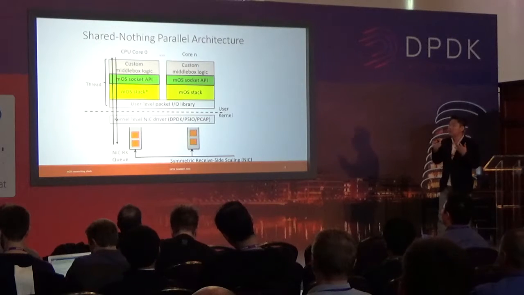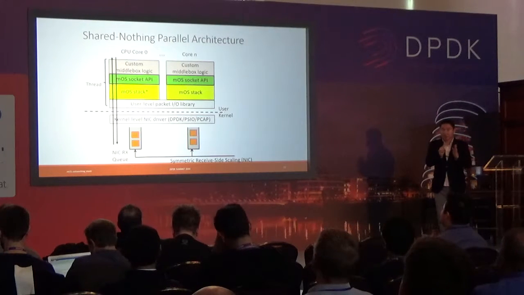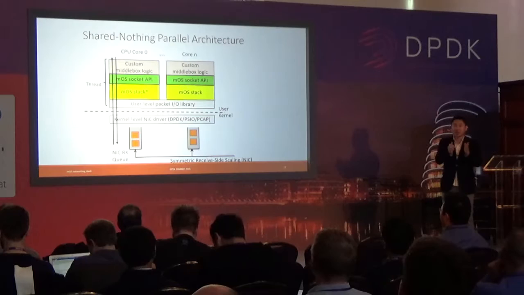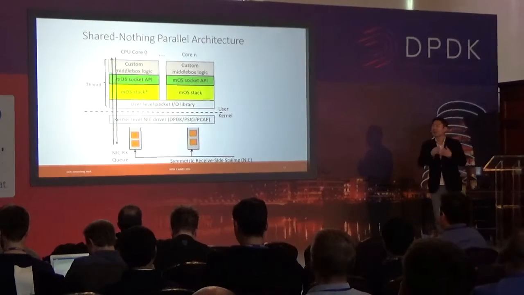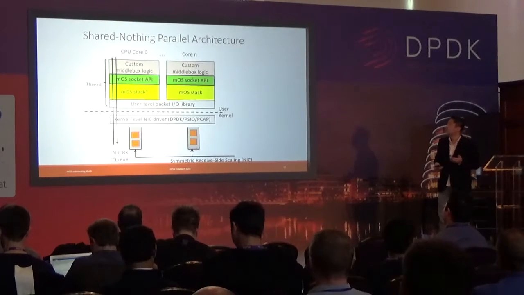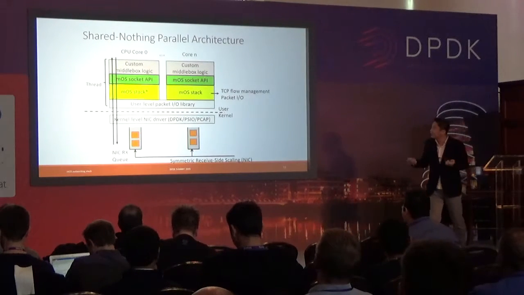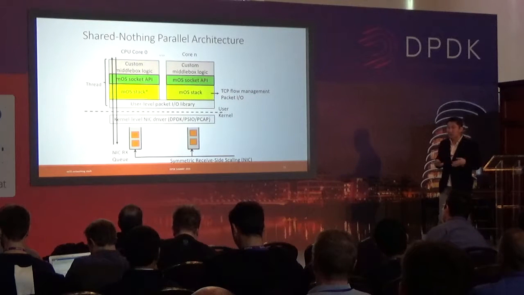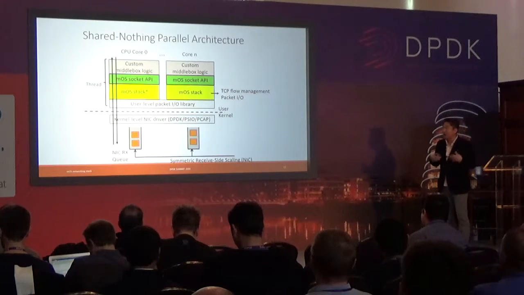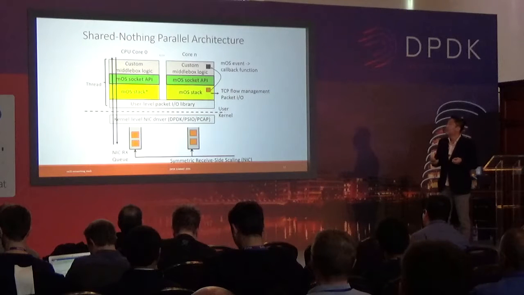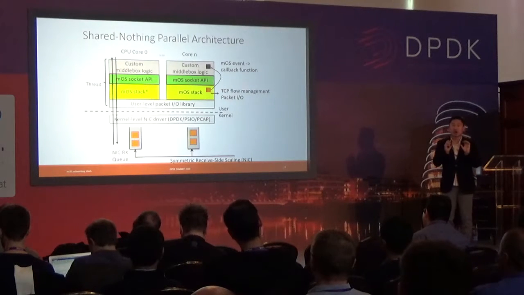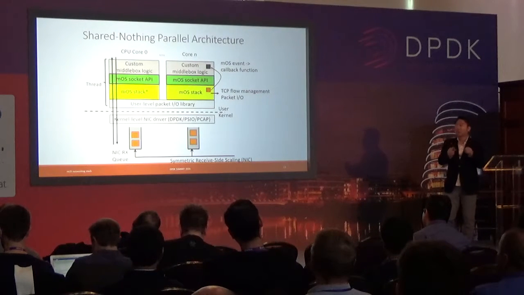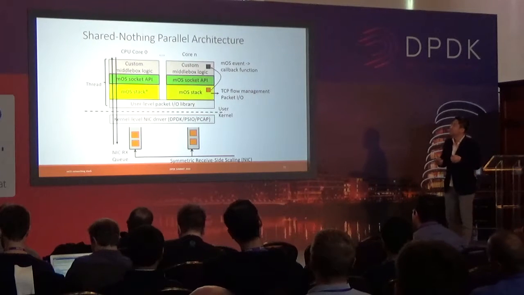Each core is responsible for handling a fraction of connections independent of other cores. You don't have to share anything between these cores. Inside the mOS stack, we do TCP flow management automatically, and we process all the packet I/O. And if something happens, like an event, then a callback function is called, and you are supposed to provide the handler for this callback function.